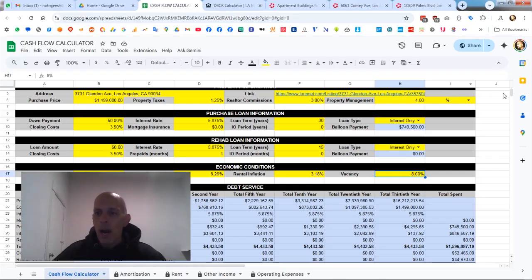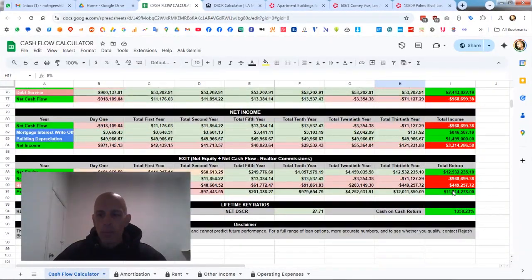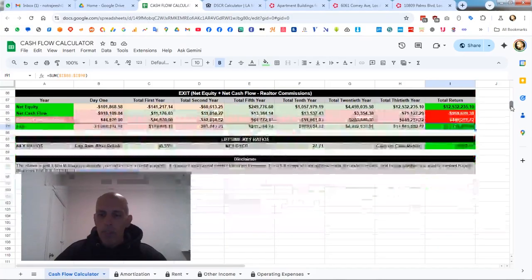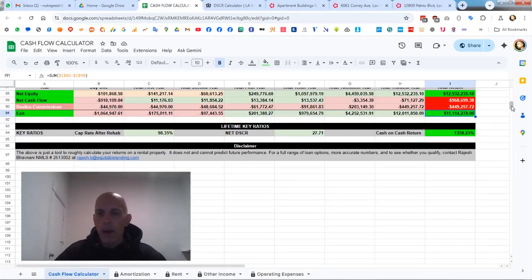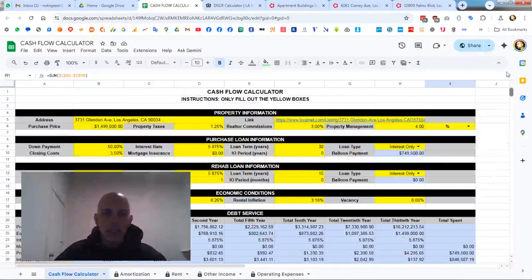And that's how I use this tool to guesstimate what a property is going to be worth 30 years from now when you decide to sell it, and how much you're going to end up with when you sell it. That's the cash flow calculator.